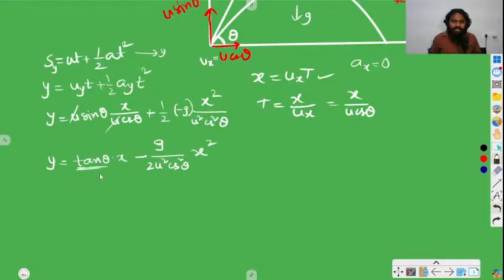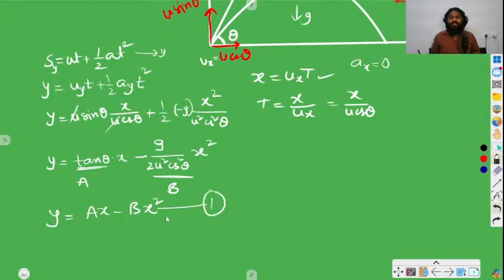Here I represent tan theta with a, and I represent this entire constant with b. Now I can write this equation as y is equal to ax minus bx square. This is the equation of trajectory. By using this equation, I have changed the shape to remember it simply, right? By using this equation, you can find the position of the particle at any point on its path, right?